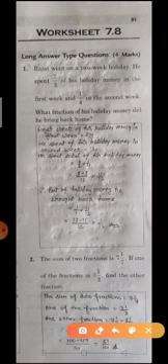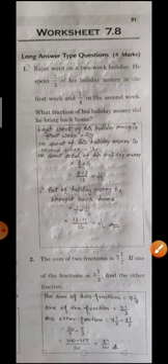Now we are continuing chapter 7. In the previous video we have done 7.7, so now we will start 7.8. Students, this is the last worksheet of this chapter and of your half-yearly syllabus also. After this worksheet, your half-yearly syllabus is done. This is long answer type questions.